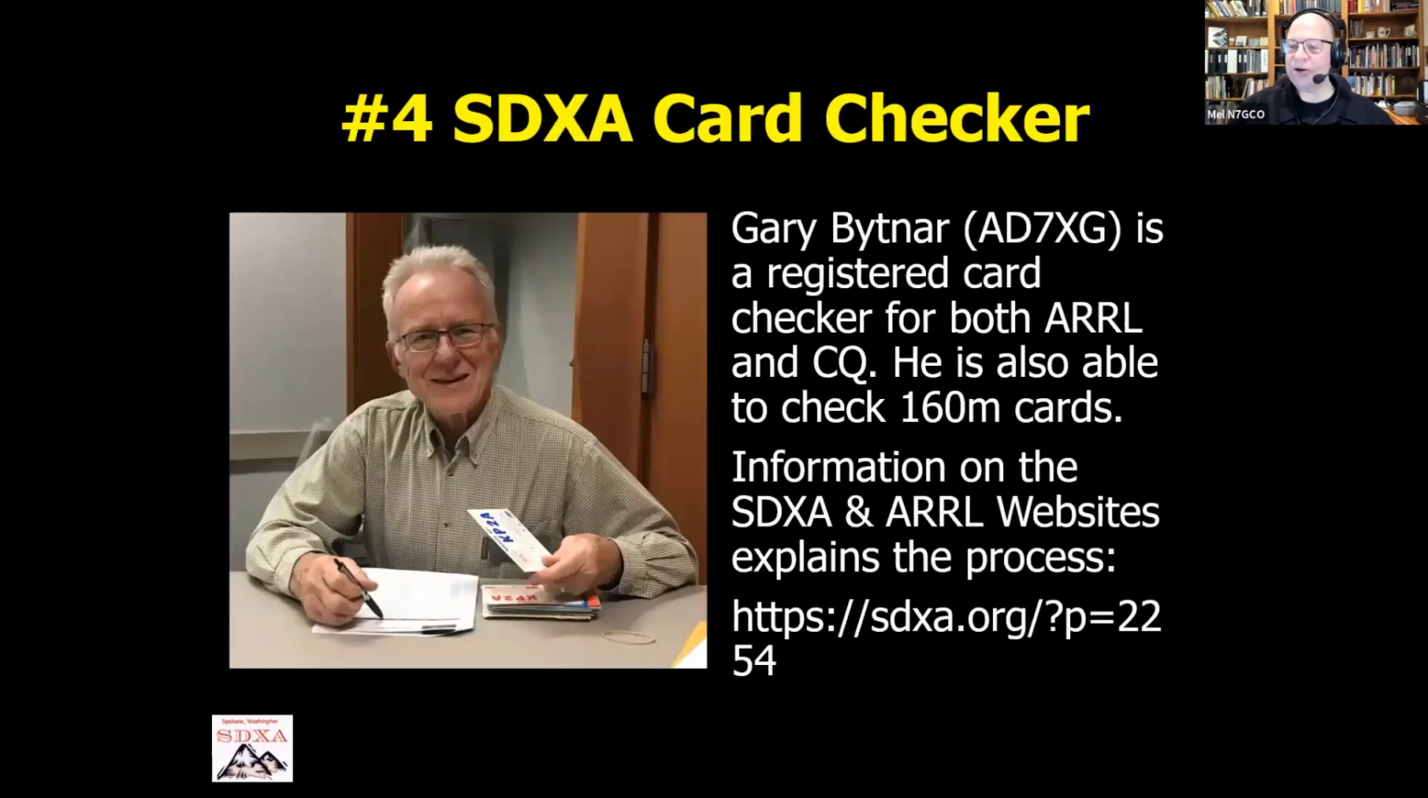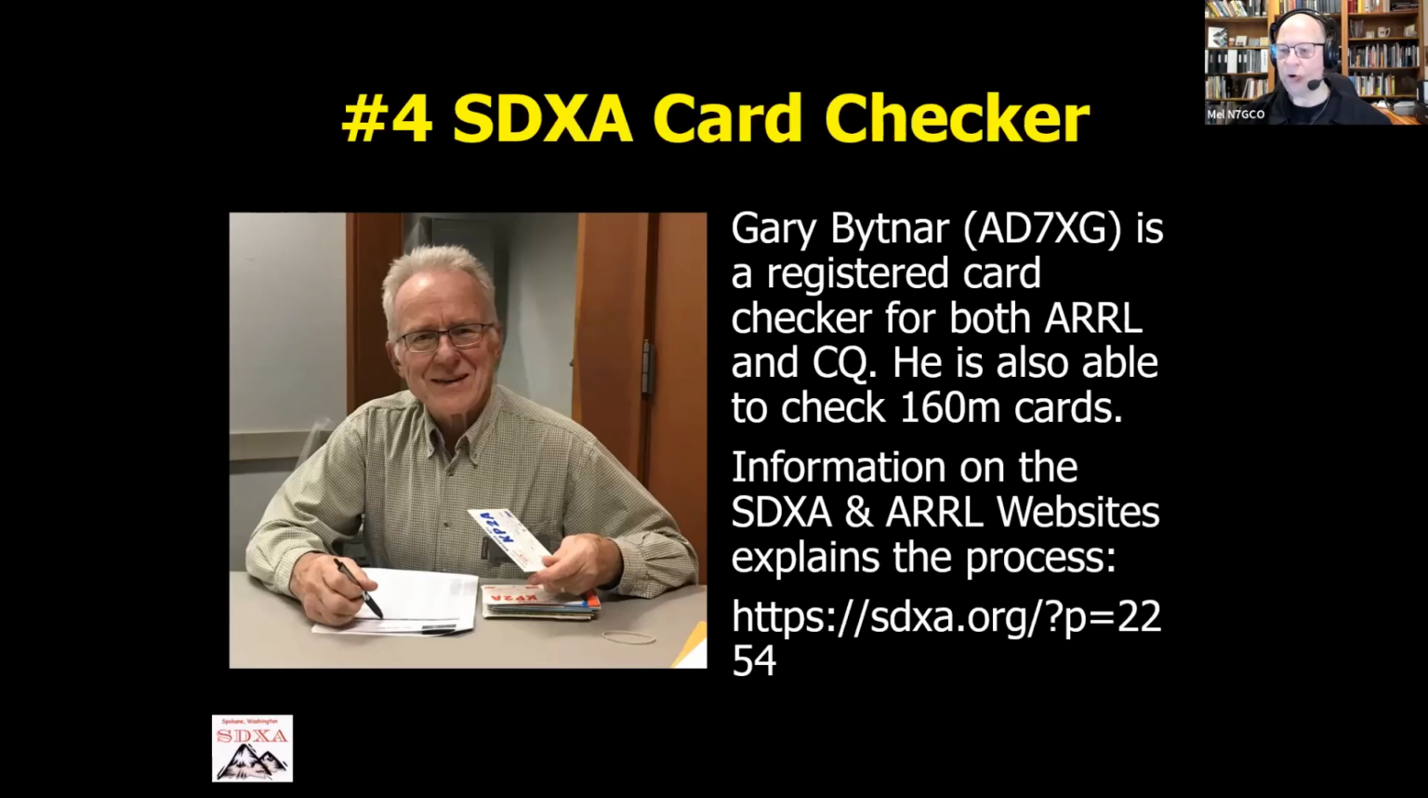Now, let's talk about when you get a card. You've got this wonderful DX card that you want. You have to take it to a card checker. In fact, Jay, who's in our group, was a card checker for years. But right now, Gary Bittner is our card checker in the Spokane DX Club. He's certified to check both ARRL and CQ and 160 meter cards, which is nice to have all three. There's information on our website about the process, but I'm going to talk you through it because I did it just to be ready to show you how to do it.